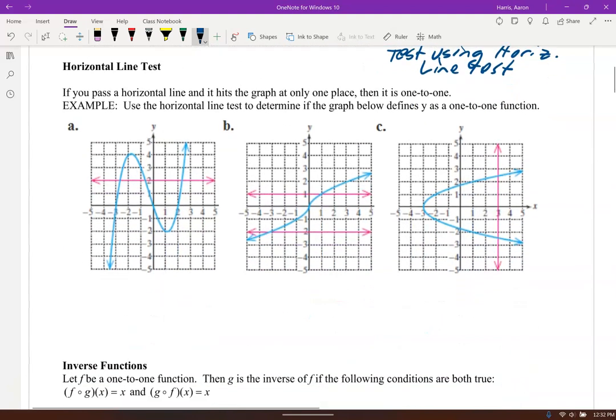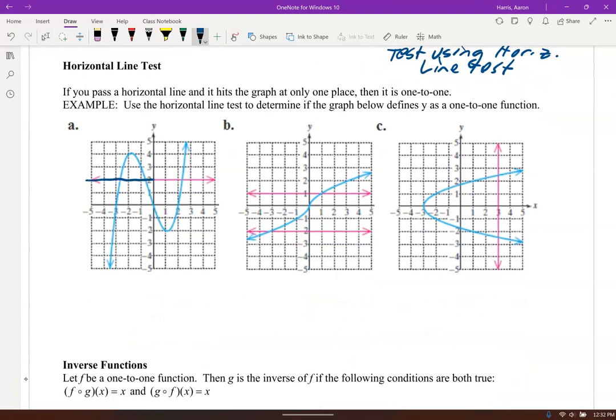So a quadratic function is not one-to-one. Let's do these ones down here. Let's test these using the horizontal line test. You notice we run the horizontal line test, it fails. It hits 3 times. It can only hit once. So this is not one-to-one.